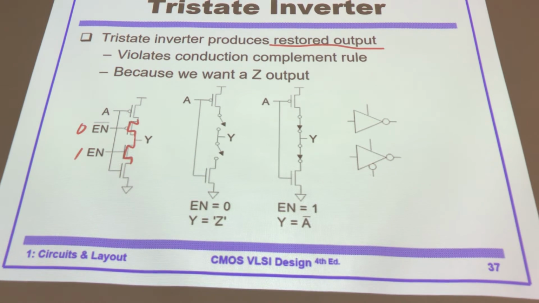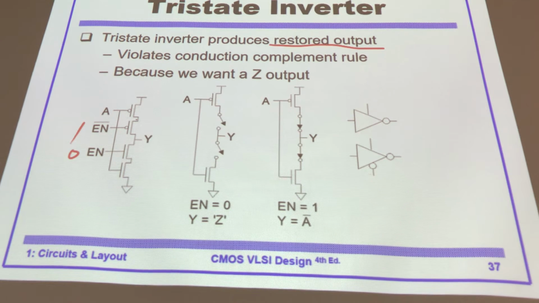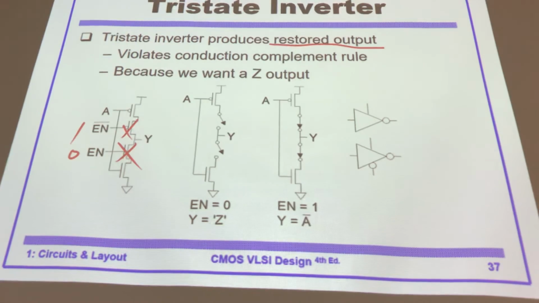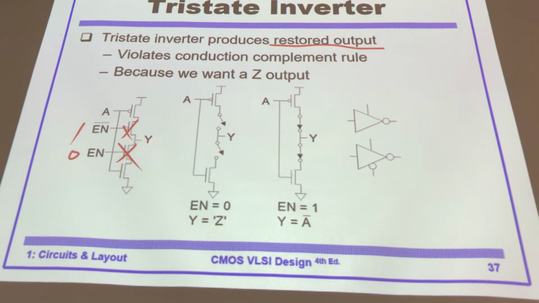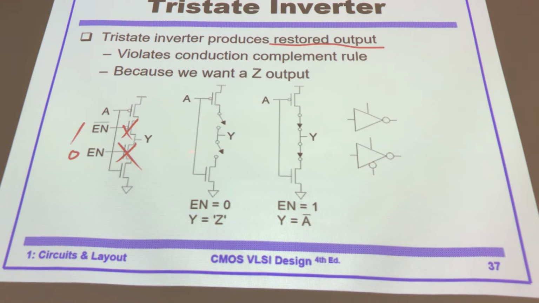However, when enable is 0, the enable bar is 1. Then what? The PMOS transistor is off. The NMOS transistor is off. It is floating. You're getting Z. 它就像被断绝任何连接，变成绝缘体一样，被绝缘体给包覆着。You're not getting any 0 or 1, but simply floating like this.